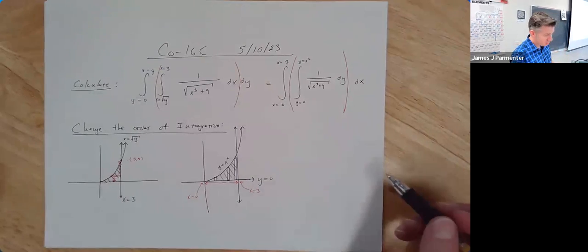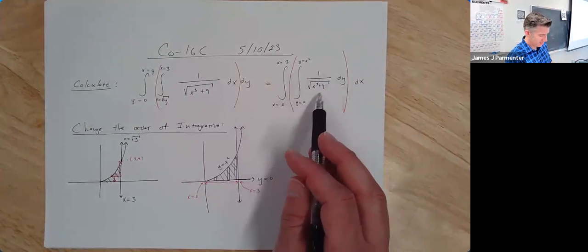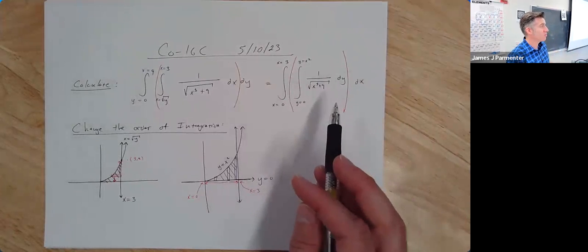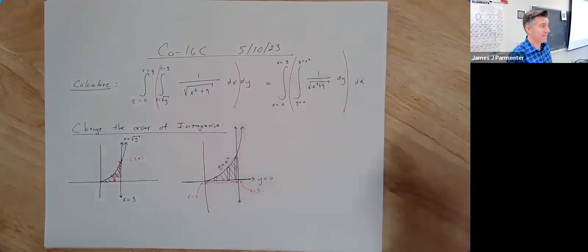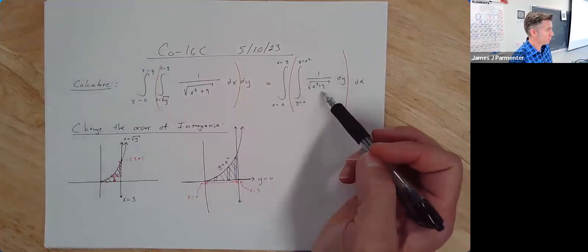Because now, when we look at this integral, it's the integral of 1 over the square root of x cubed plus 9 dy. So we're integrating this with respect to y. We're pretending like y is the variable and anything that's not y is a constant. So you know what I see here? One big constant. Question?